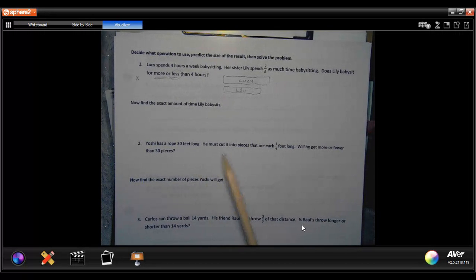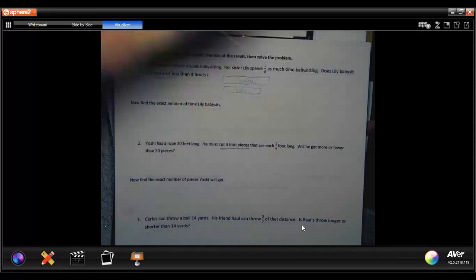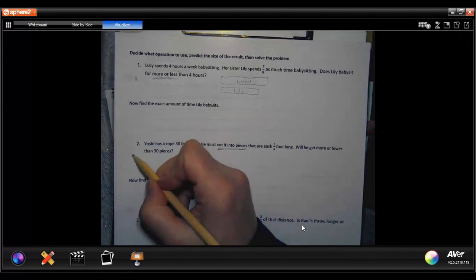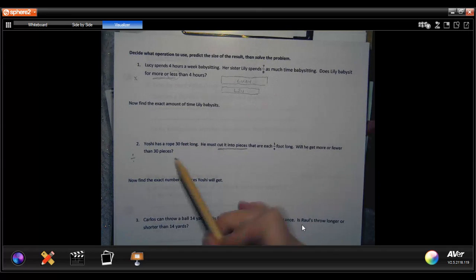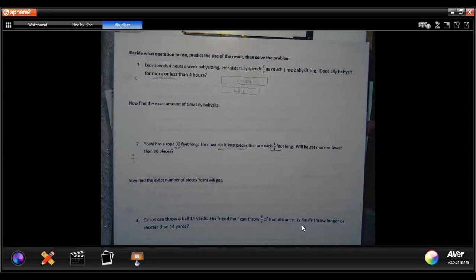As I'm visualizing it, he has a rope 30 feet long. He has to cut it into pieces. Right there, that gives me a huge clue about what operation I'm using, because when you divide, you're cutting things into pieces. So this one I know is a division problem, and then I just have to go through those same steps we've been practicing. Of these two numbers, which one am I dividing? Which one am I cutting up? That number is going to go first in my equation.